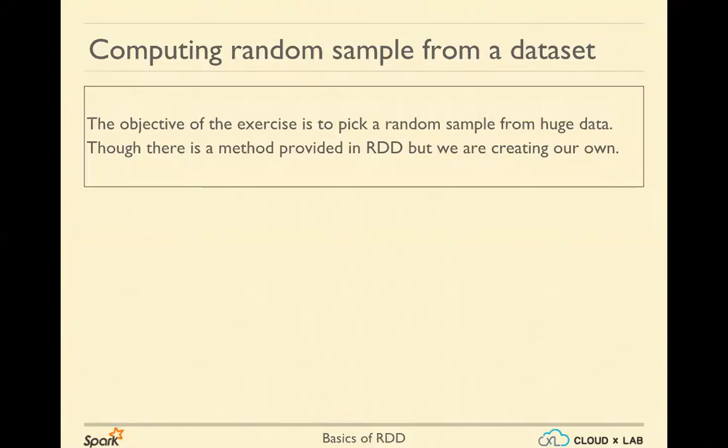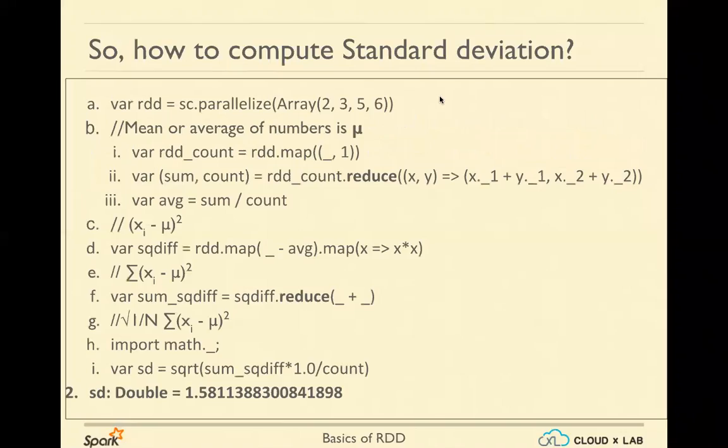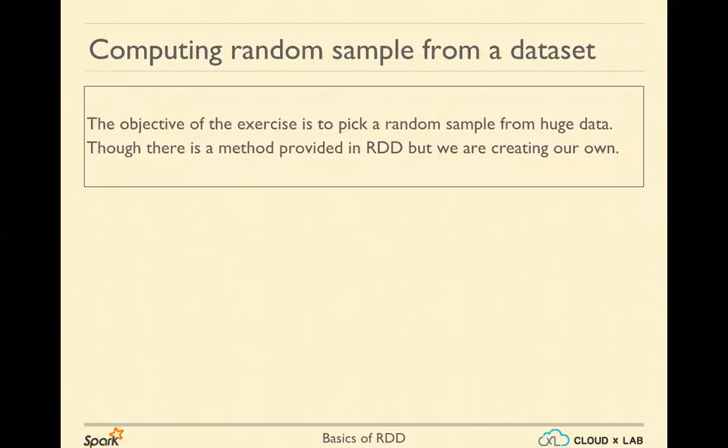So far what we have done is learn how to do a basic amount of computation, such as computing the standard deviation. Now, the second question to all of you is, let us say we have to pick approximately some percentage, not exactly. The objective of this exercise is to pick a random sample from huge data. Imagine you have a huge number of text lines in the input, and you want to pick random sample lines from that text file. Say you're looking for 5% of the data, or approximately 10% of the data. How will you do that?